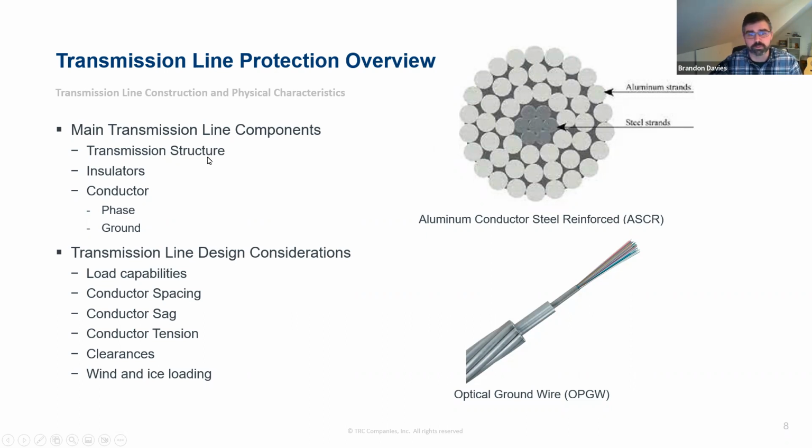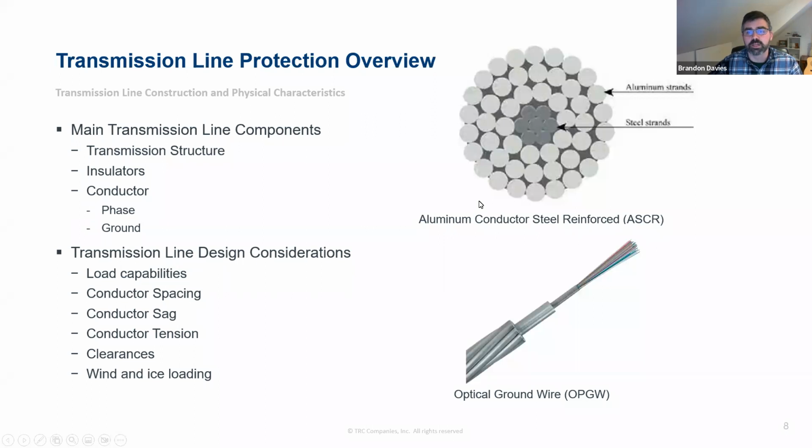So we've got to have something to support the lines and keep them suspended and up off the ground. We've got insulators, which provide a connection point between the transmission structure and the conductors. And then we have different conductors. So typically, again, we'll have three-phase power that we'll be transmitting. So we'll have phase conductors and then ground conductors. The ground conductors are oftentimes located above the phase conductors on the structure, and that provides a path for lightning strikes and things like that to happen.